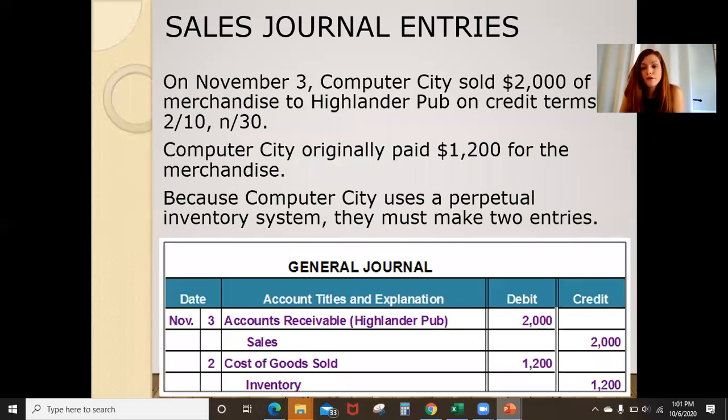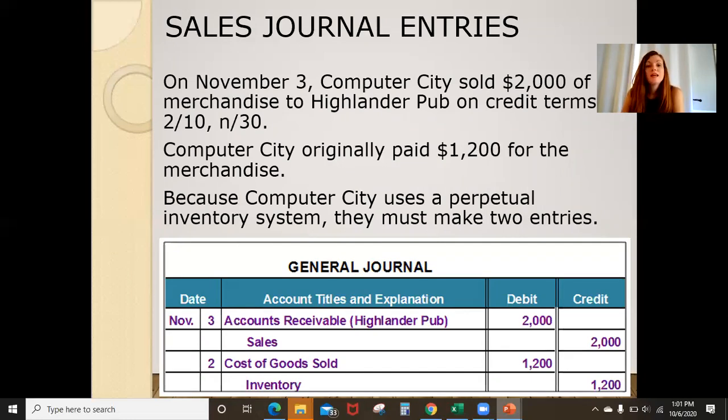So on November 3rd, Computer City sold $2,000 of the merchandise to Highlander Pub on credit terms, same credit terms, 2/10, net 30. Computer City originally paid $1,200 for that merchandise. Because Computer City uses perpetual inventory, so they're constantly keeping up with inventory, they have to make two entries.